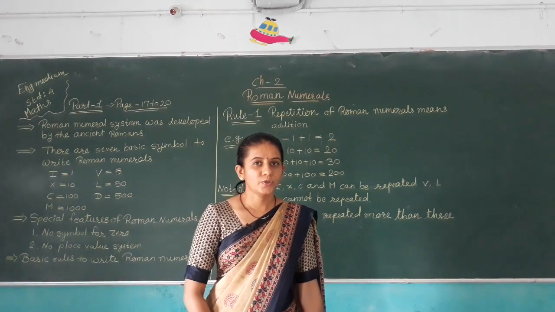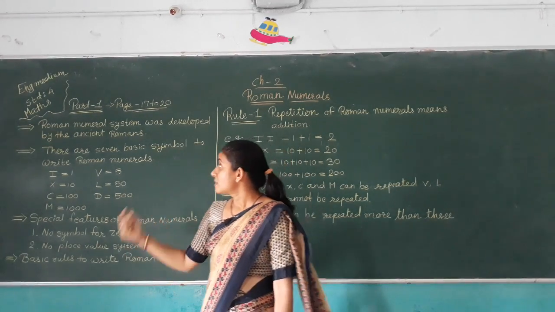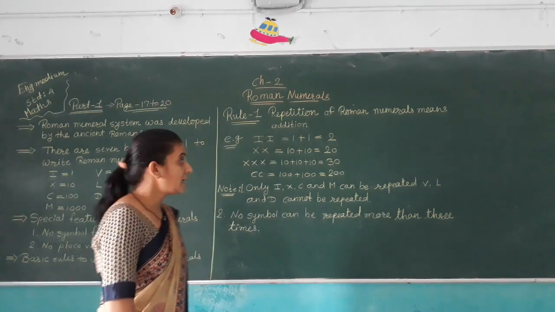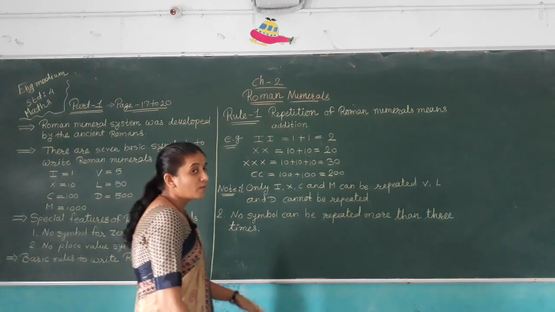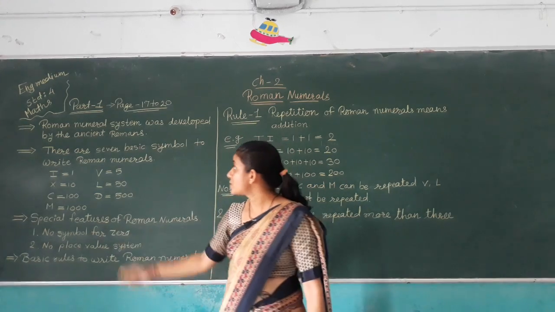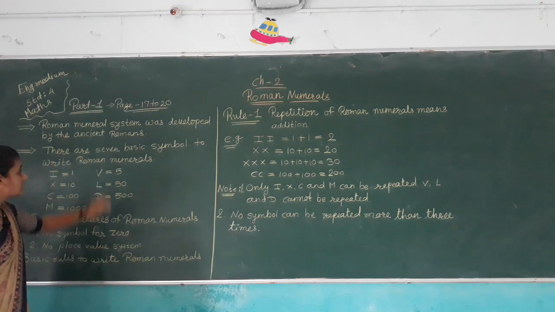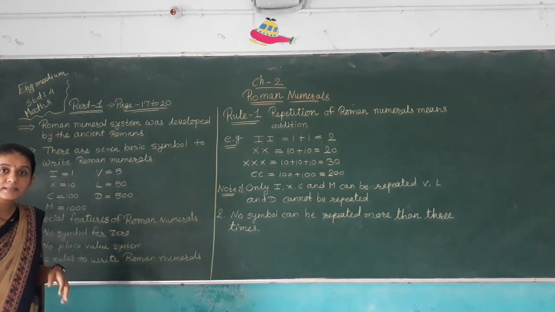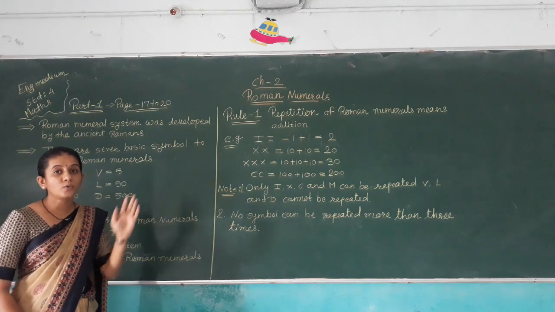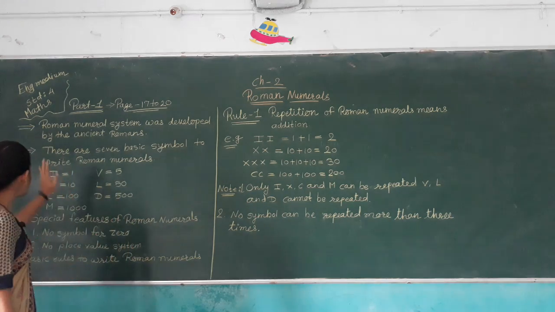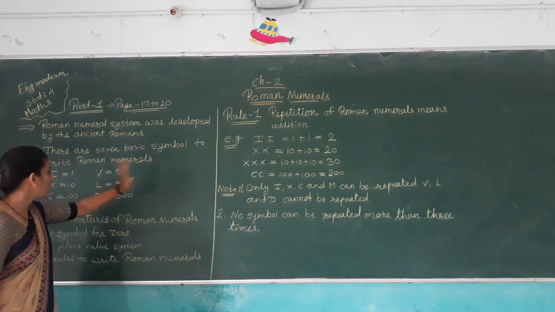Hello students, today I am introducing a new chapter in Standard 4 Maths, English medium, chapter number 2: Roman numerals. The Roman numeral system was developed by the ancient Romans. In our Indian system and international system, we use digits, but Romans used letters. There are 7 basic symbols to write Roman numerals.